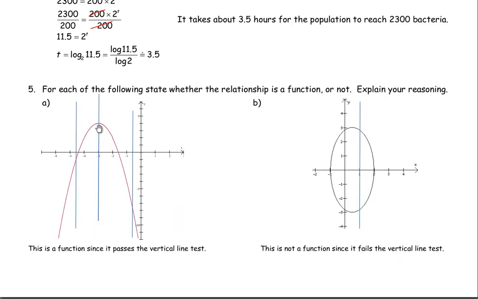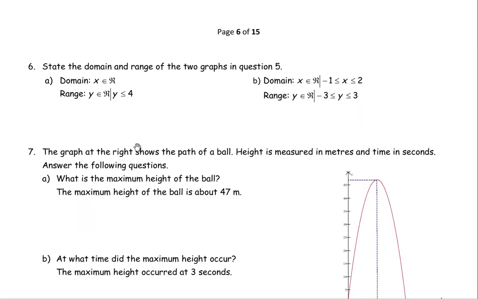Now for the range, there's a highest point, a maximum point, and that point's 4. And so the highest y value is 4. All other y values are lower than 4. And so the way we would write that is the range is all real numbers with the restriction that y is less than or equal to 4.